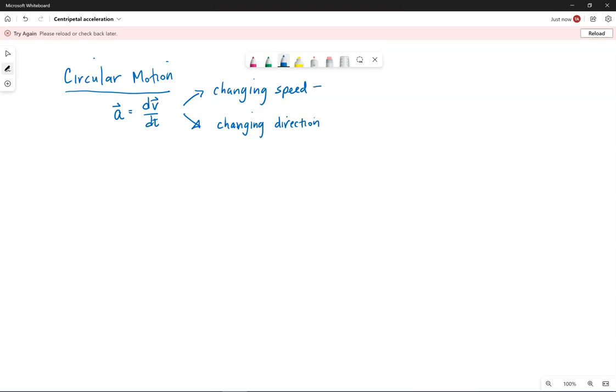Now, we've been talking about this changing speed up until this point. So we know if the velocity and acceleration are in the same direction, the object speeds up. If velocity and acceleration are in opposite directions, the object slows down.